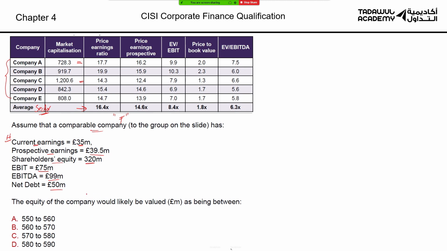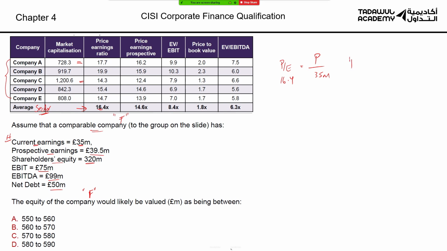So the equity of company F will more likely be between what? Which of these? Let's do it one by one. Remember, if you have the PE ratio of the sector, which in this case is 16.4, and you want the price of the company, you already have the earnings, which is 35 million.